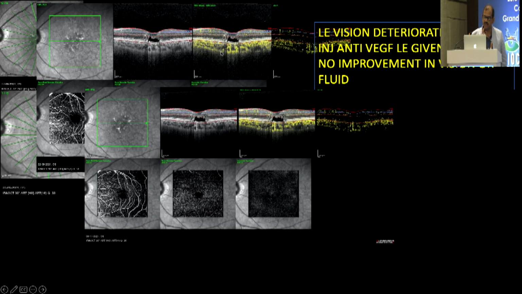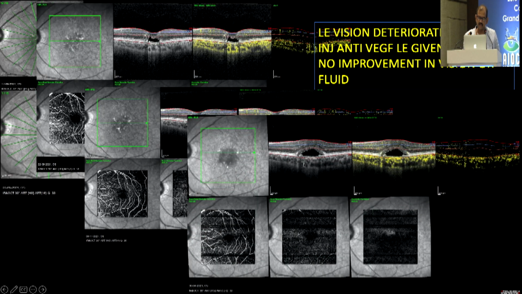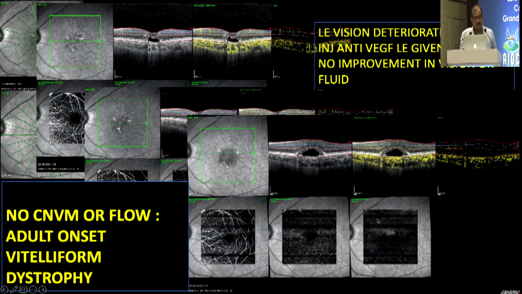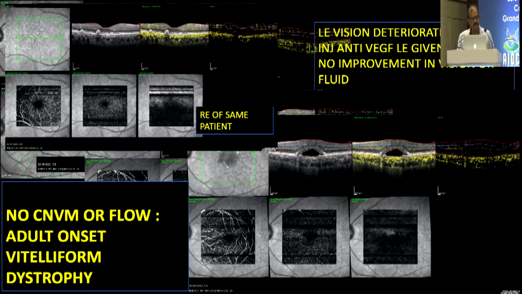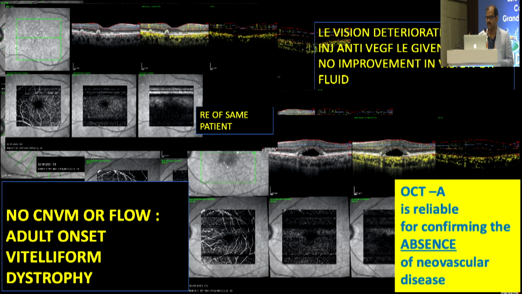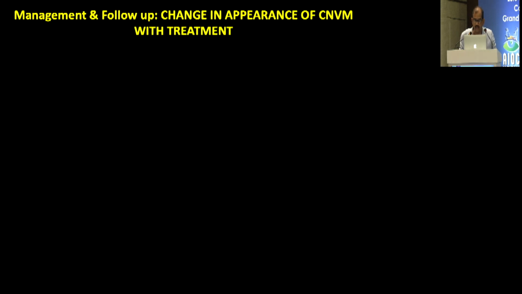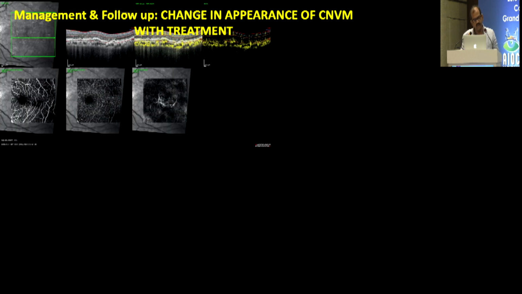Again, the OCT angiography was done. That also showed no flow signal, and subsequently also the space increased, but there was no flow on OCT angiography. These are some reflection artifacts, but not exactly the flow. So this was actually the adult onset vitelliform dystrophy, where the vitelliform material has absorbed and is giving an appearance of fluid within the retinal layers. There was no CNVM or flow on OCT angiography. This is the other eye picture of the same patient. So OCT angiography is also a reliable tool for confirming the absence of choroidal neovascular membrane in retinal disorders. Now, for the follow-up management of these patients, OCT angiography is very helpful.